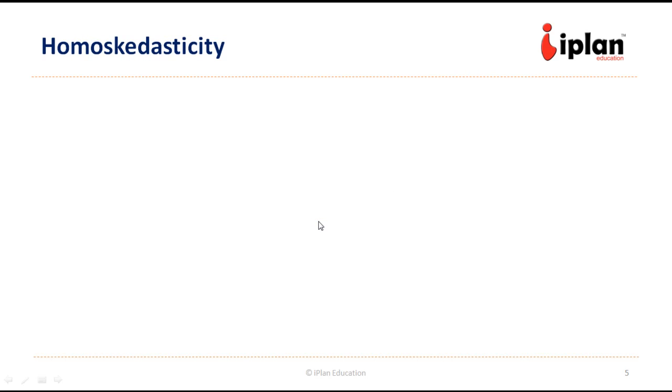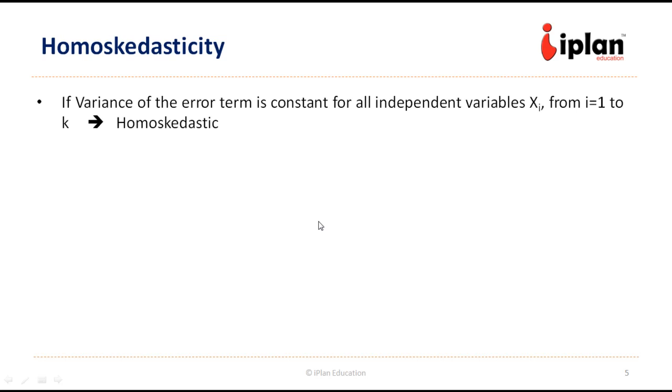The concept of homoscedasticity. We have already seen in the case of simple linear regression that the variance of the error term has to be constant for all independent variables. In simple linear regression, there was only one independent variable, so we looked at the conditional variance of the error term over that particular independent variable, and that has to be constant. But here there are multiple independent variables, so the variance of the error term for all the independent variables from i equal to 1 to i equal to k has to be constant for fulfilling the condition of homoscedasticity. That is an assumption of multiple linear regression.